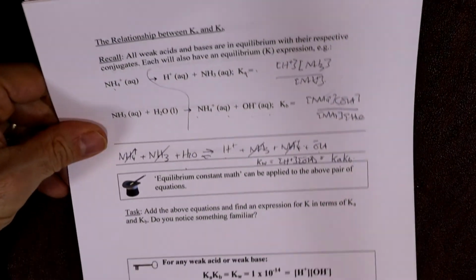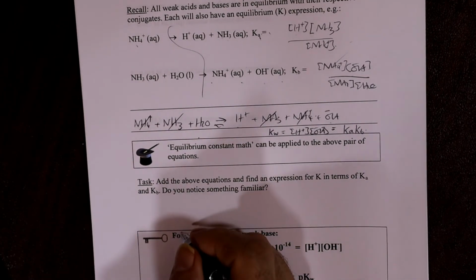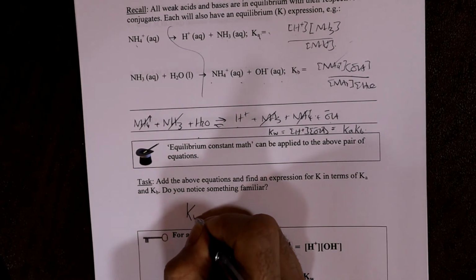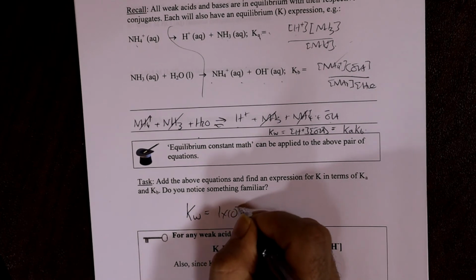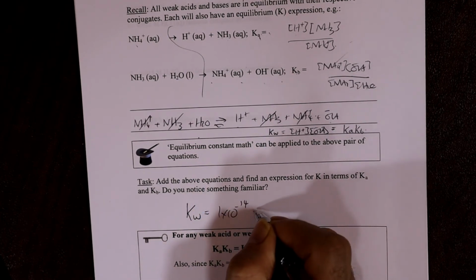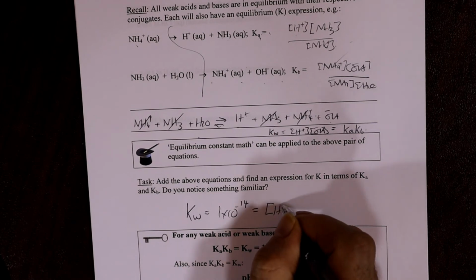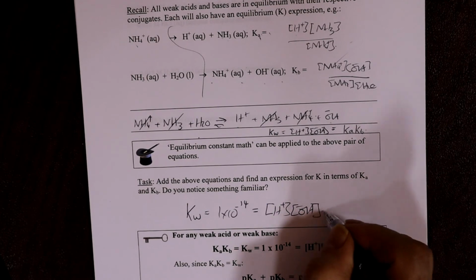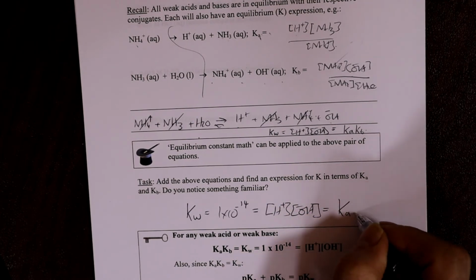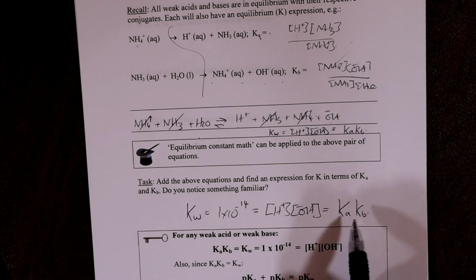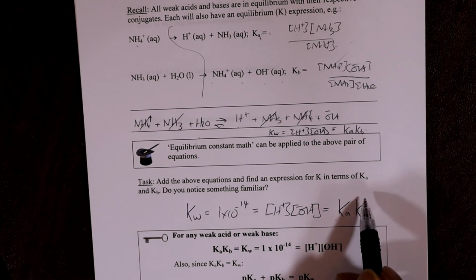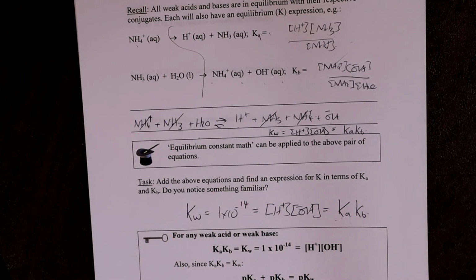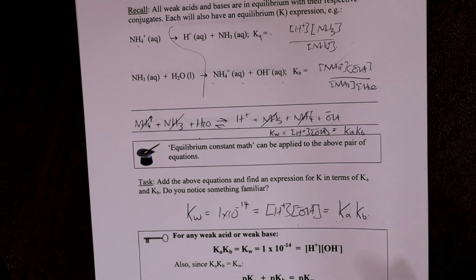Let's write it down. Another equation to remember. Kw equals 1 times 10 to the minus 14, which equals H plus times OH minus. That's what we've seen before. And it also equals Ka times Kb. If you like, it's the equilibrium constant for the forward reaction times the equilibrium constant for the reverse reaction equals Kw. Because remember, this all happens in aqueous solution. This is all in the background.